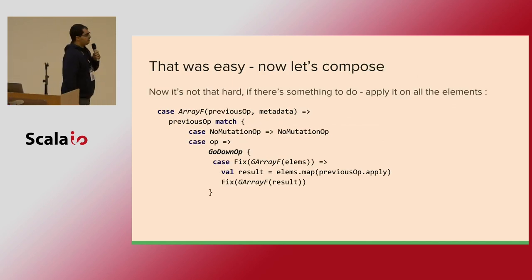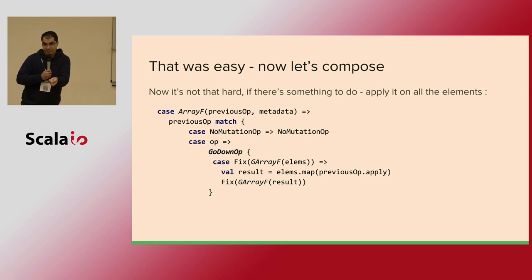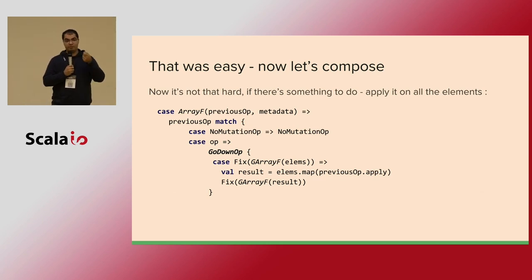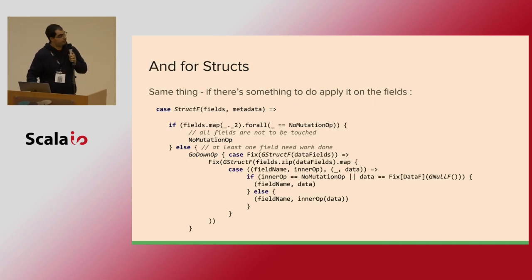Now let's compose. As I'm running out of time, I'm only going to go through the array part, but the array part is pretty easy. If I have something to do on the element type, remember that the element type used to be the element type, but now it's the carrier of my computation. It's the previously computed piece of information. So now the previous op is whether I have something to do on the elements, or if I don't have something to do on the elements, then no mutation. If I have something to do, then I need to transform each and every element and apply the previous computation. For struct, it would be exactly the same thing, but I need to look at the fields. If at least one field needs to be mutated, then I'm going to need to unwrap and rewrap every struct.